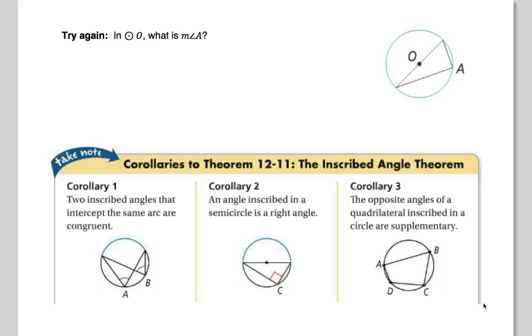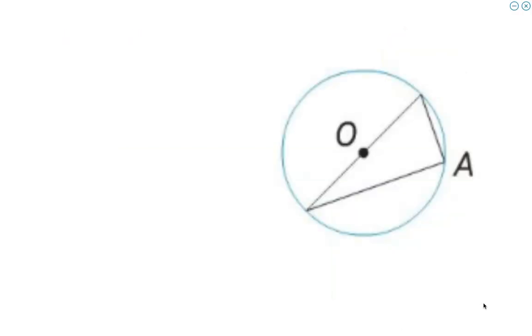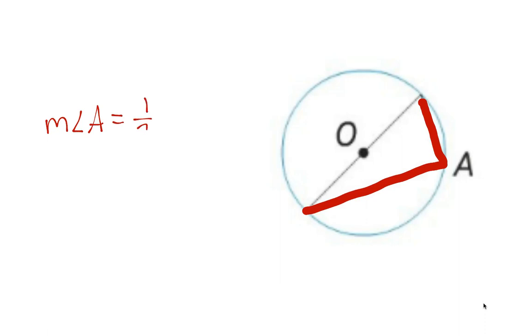So in circle O, what is the measure of angle A? So the measure of angle A is going to equal 1/2 the arc. Now we don't have endpoints. I'm going to put some on here real quick. CD.